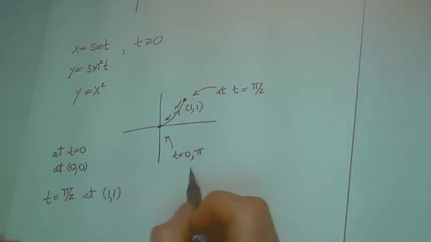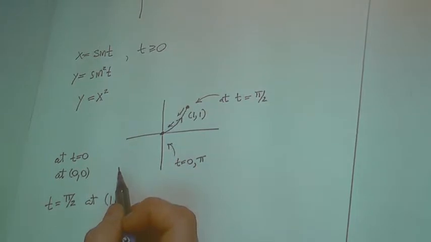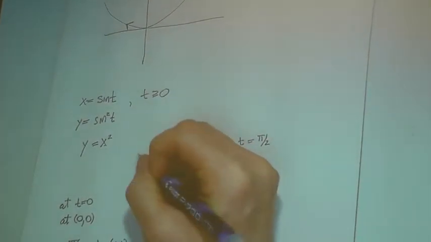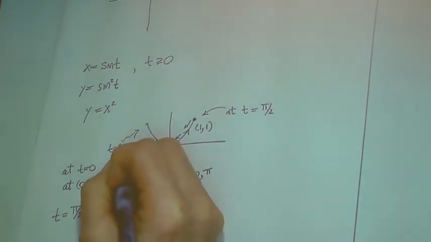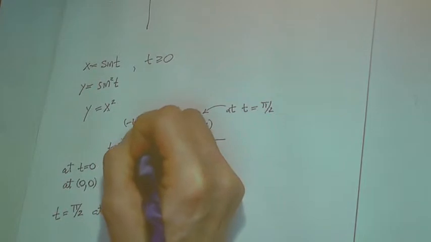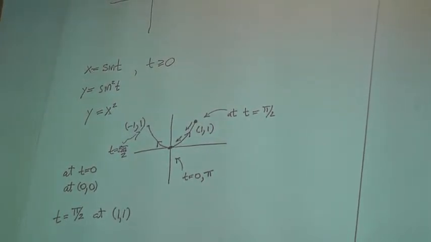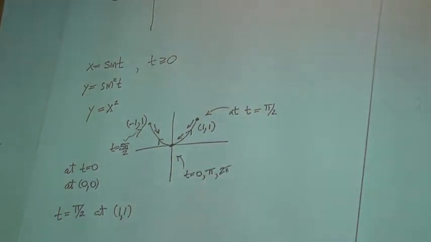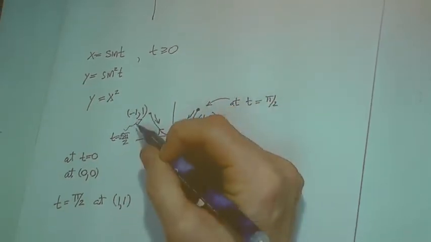And then as time goes from pi to 3 pi over 2, the sine function becomes -1. Its square is +1. So we come up in this way, and we are at this point at time 3 pi over 2, that point being -1, 1. And then when you go from 3 pi over 2 up to 2 pi, the sine function goes from -1 up to 0, and this will come back down. And as we continue on, it's going to go oscillating back and forth and back and forth.